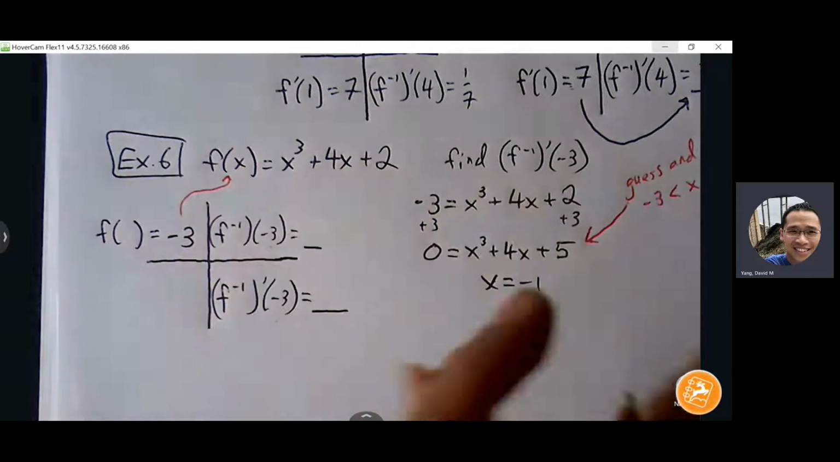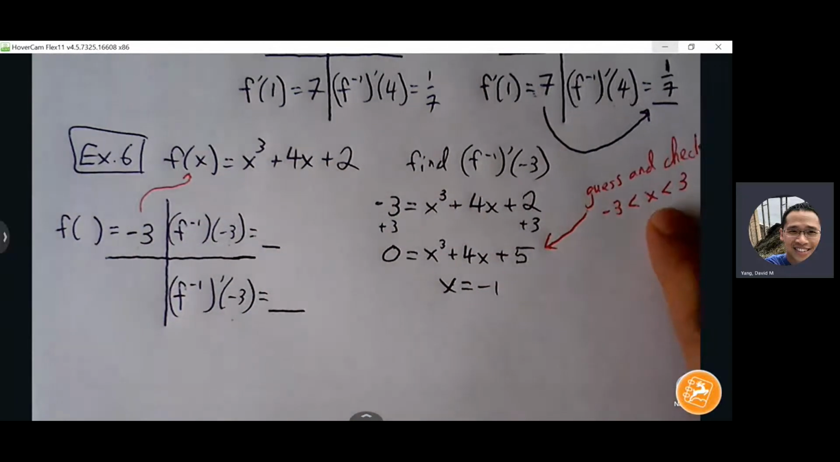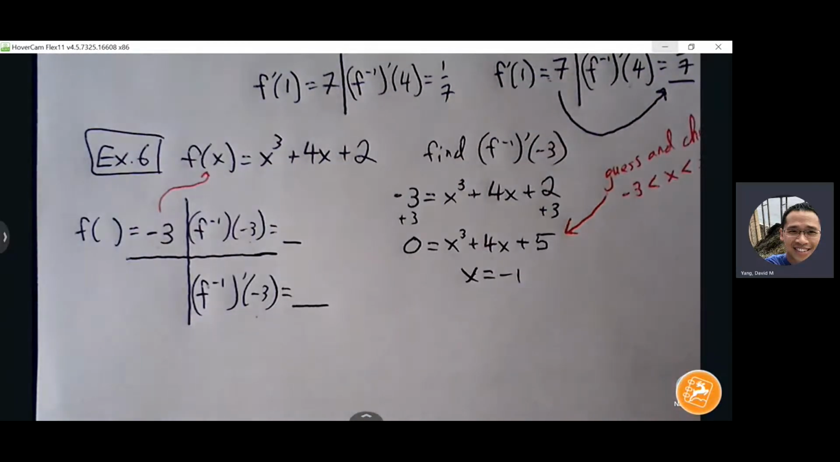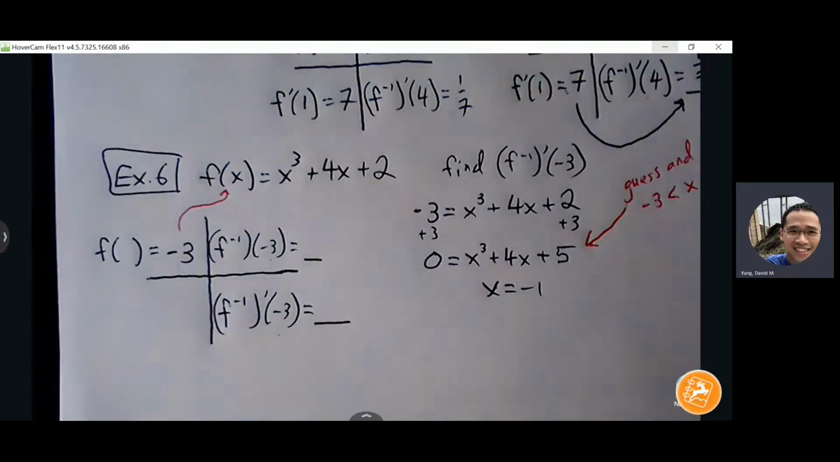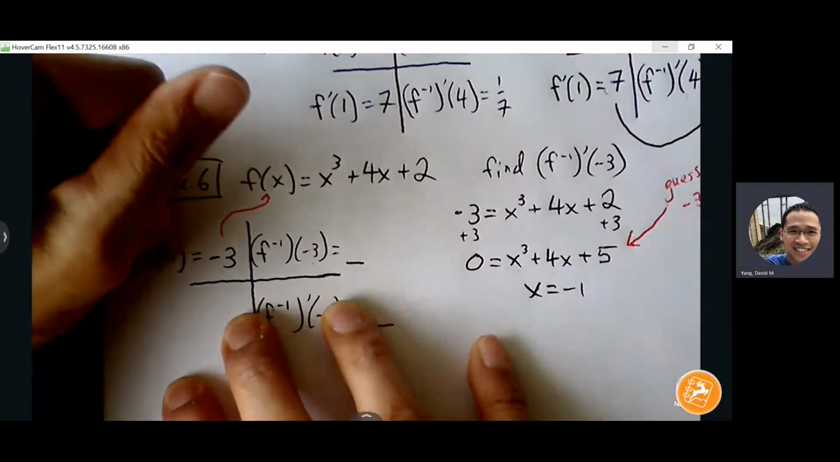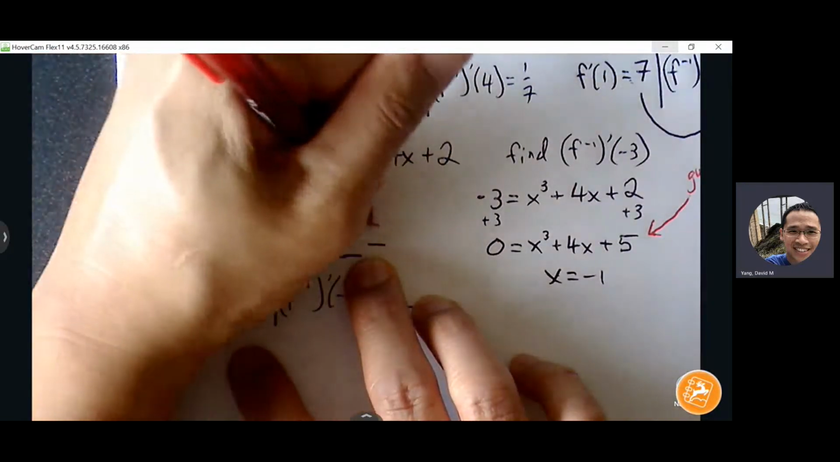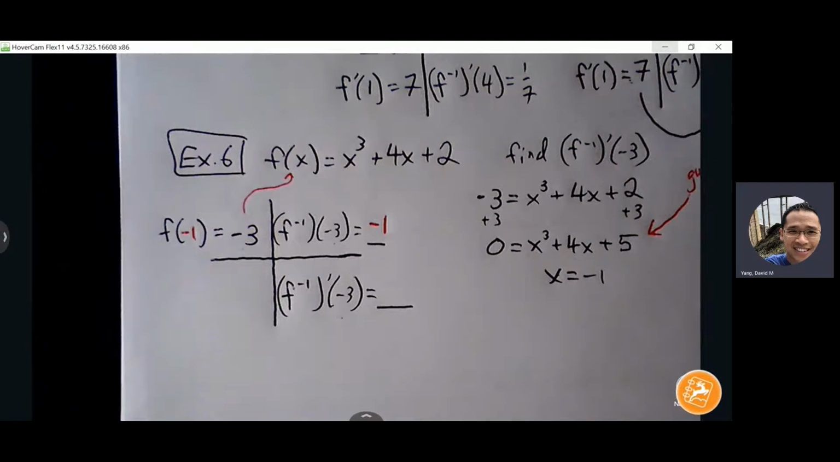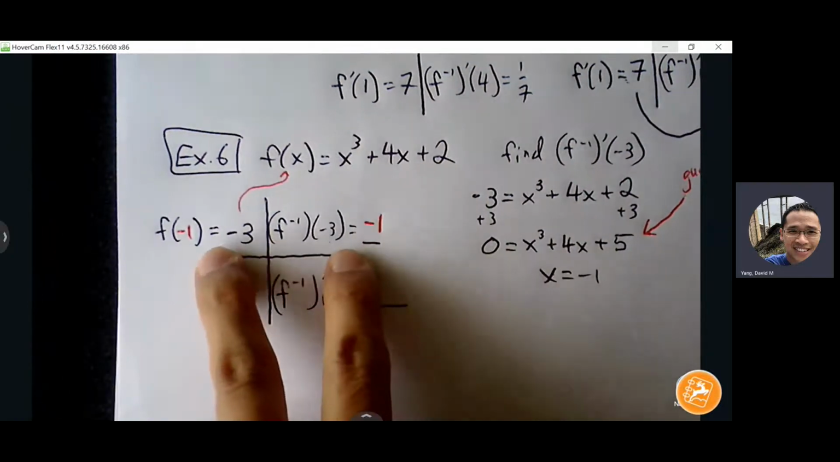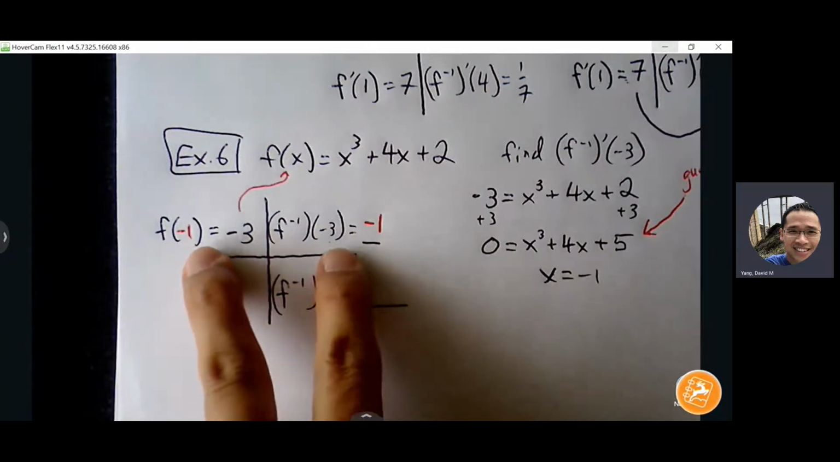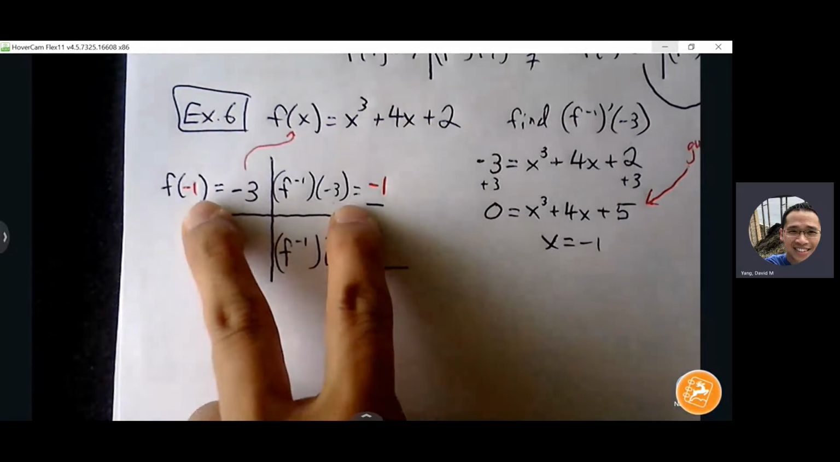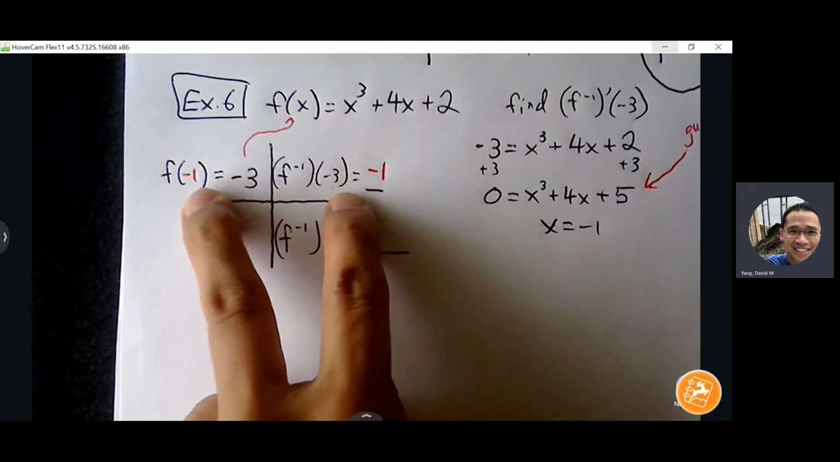I plugged in the y. I couldn't factor, so I'm guessing and checking my way through, but I saw that my x value is -1. So if -1 is the x value of my original function, then -1 must also be the y value of my inverse. So we see that flip-flop ordered pair relationship between the function and its inverse, just like what we would expect.